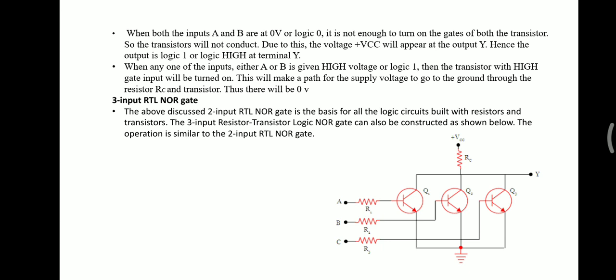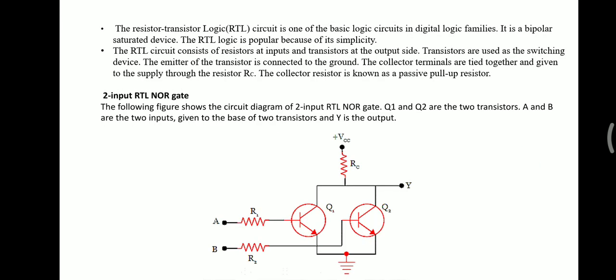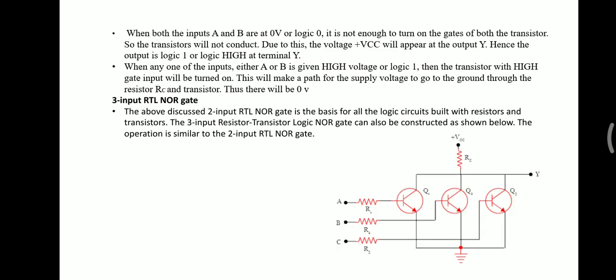When both the inputs A and B are 0, the transistors are not turned on. Looking at the circuit, the input is not enough to turn on both the transistors, so the transistors will not conduct, and the plus VCC voltage will appear at the output. Hence the output is logic 1, or logic high, at terminal Y.